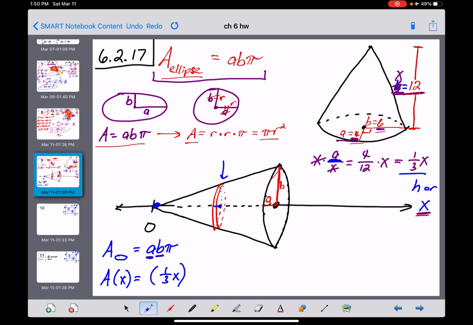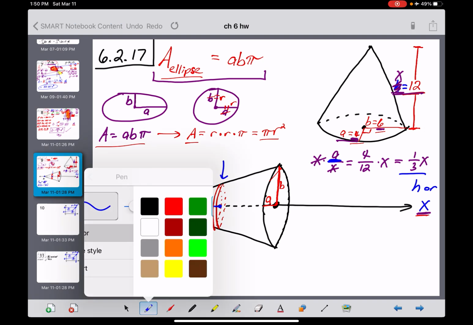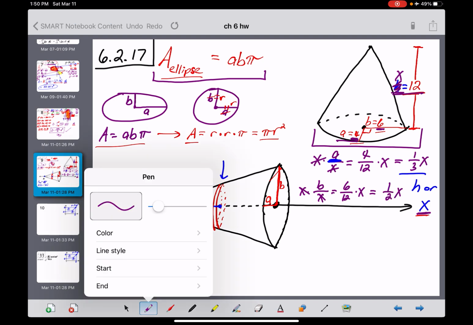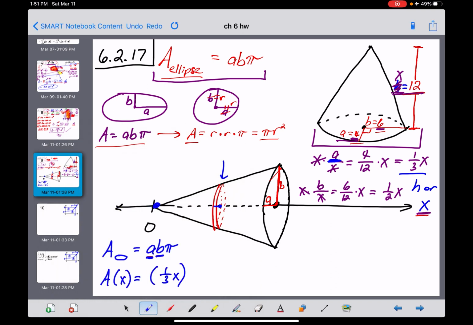Now we need to come up with an expression for b. So let me go back to purple here, and let me do the same thing again. The ratio here, and I'm talking about this diagram again, guys, the ratio of b to x looks like it's going to be 6/12. And if we multiply both sides by x, just like we did before, those x's cancel, and you're going to get b is now equal to 1/2 x. So back to blue now, guys, in my formula for the area of each elliptical cross-section, the b value can be replaced by a 1/2 x.